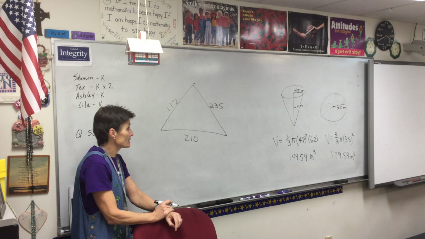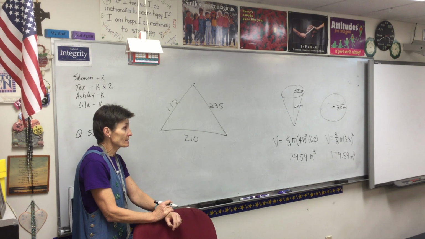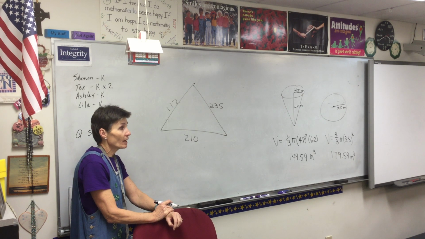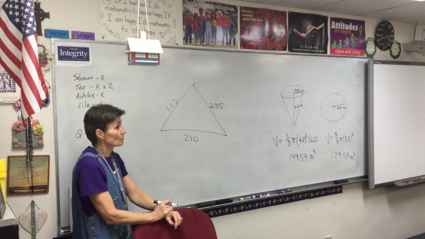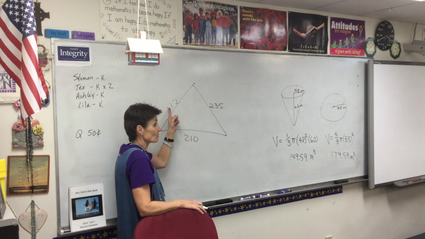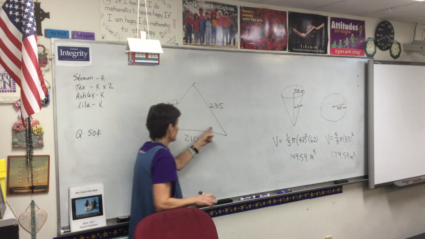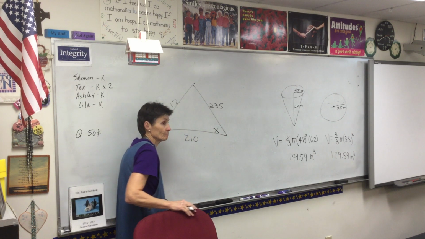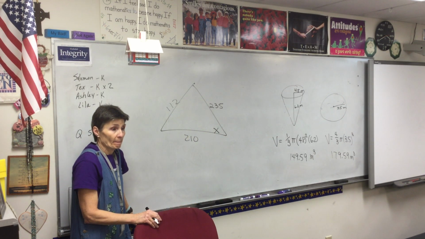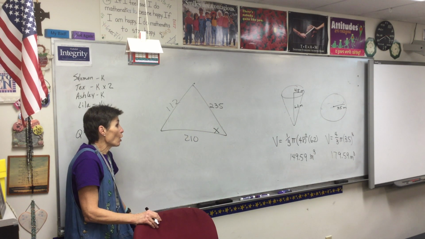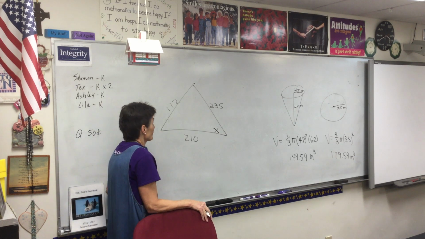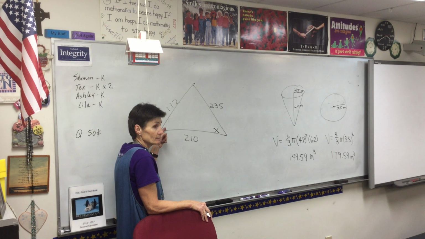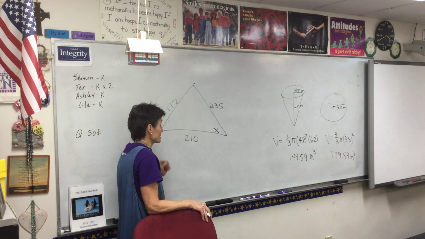Now wait a minute. How do I know which one is the smallest? You don't. Hunter? Across from the shortest side. That's right. So the shortest side is right here, so this is the smallest angle. What if we wanted the largest angle? Then it would be this one, because it's across from the biggest side. Right? Big angle, big side, little angle, little side.